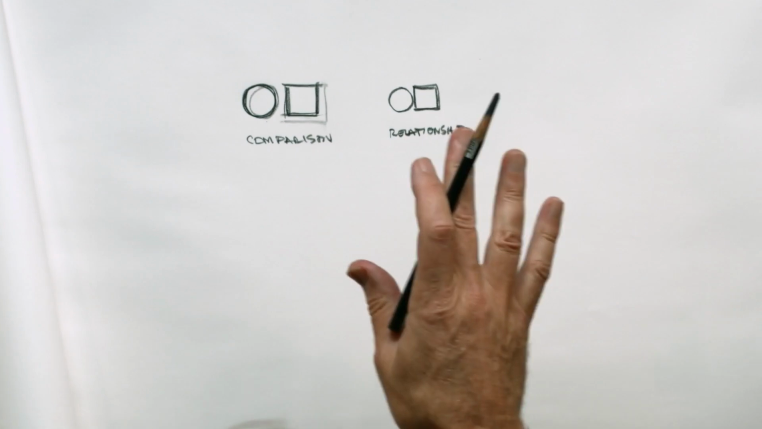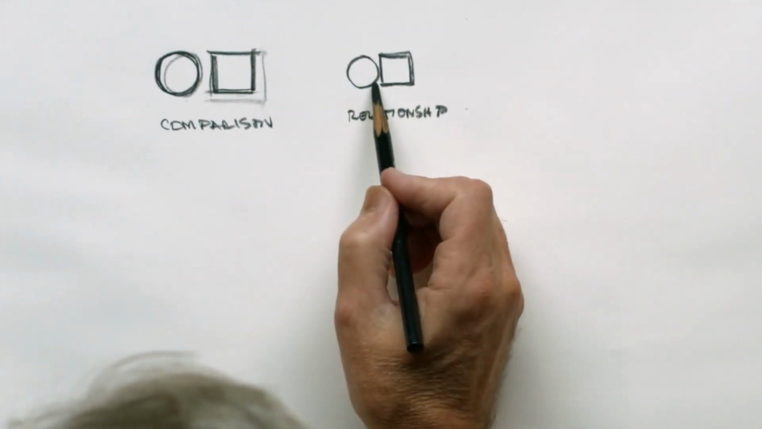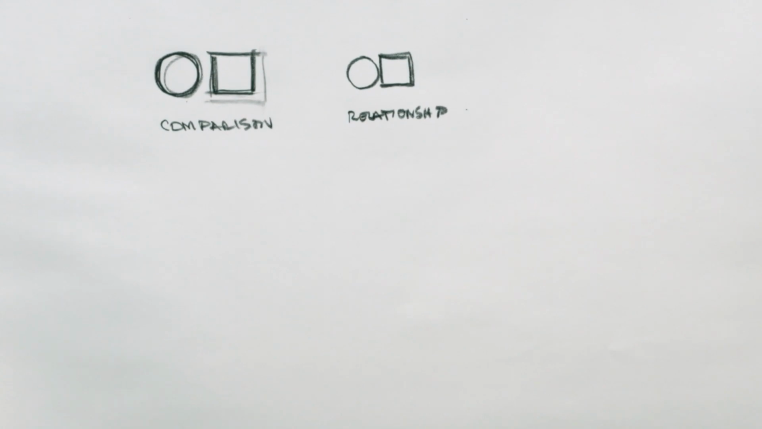Okay, one's a circle, one's a square. Here, I'm going to start looking at what's the relationship between the circle and the square. Rather than two distinct different things, I'm going to be looking at the relationship of those. So when they come closer together, we start to kind of in our mind put them together. Okay?